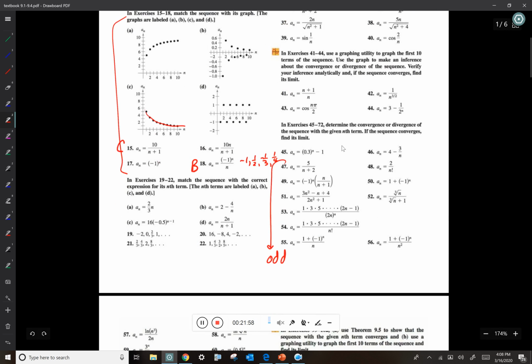And then when you get down to number 47 through 67, those are the ones where it says determine the convergence or divergence. In other words, evaluate the limit. Now some of them are tricky, some of them are thought-provoking. I'm going to let you try those.